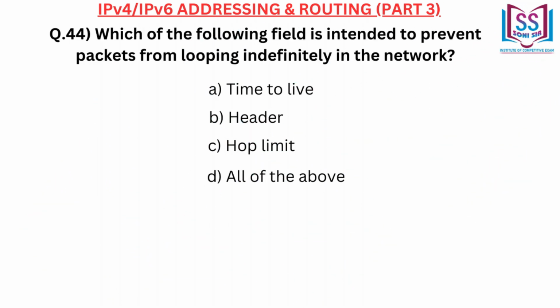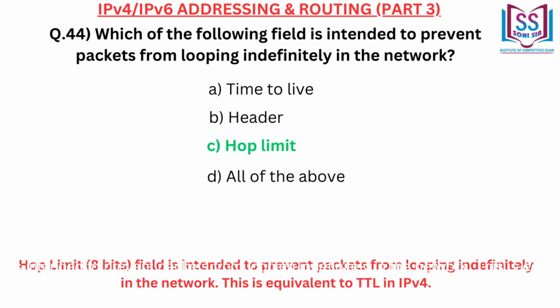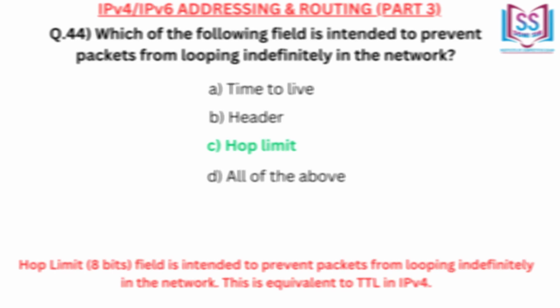Which of the following fields is intended to prevent packets from looping indefinitely in the network? A. Time to live. B. Header. C. Hop limit. D. All of the above. Correct answer C. Hop limit. The hop limit 8-bit field is intended to prevent packets from looping indefinitely in the network. This is equivalent to TTL in IPv4.